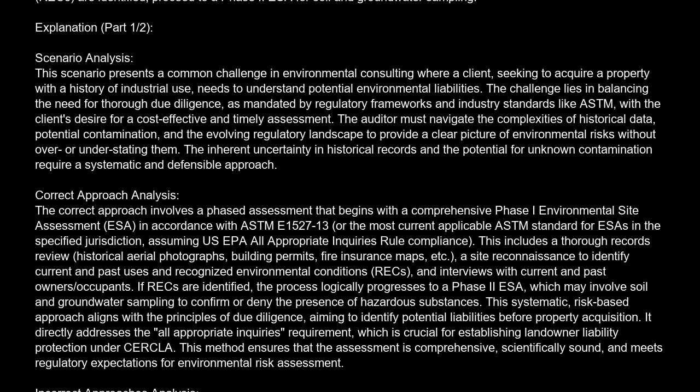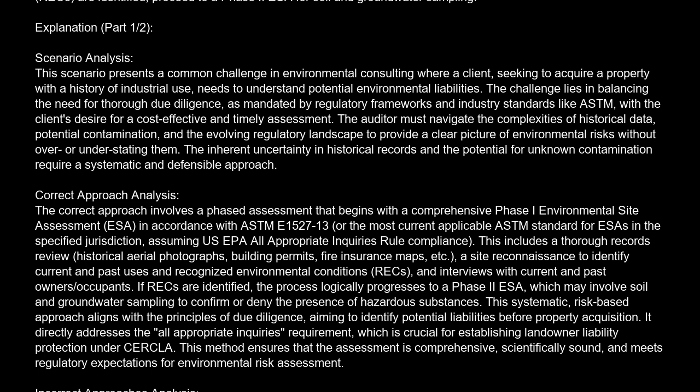Explanation. Scenario analysis. This scenario presents a common challenge in environmental consulting, where a client, seeking to acquire a property with a history of industrial use, needs to understand potential environmental liabilities. The challenge lies in balancing the need for thorough due diligence, as mandated by regulatory frameworks and industry standards like ASTM, with the client's desire for a cost-effective and timely assessment. The auditor must navigate the complexities of historical data, potential contamination, and the evolving regulatory landscape to provide a clear picture of environmental risks without over or understating them.